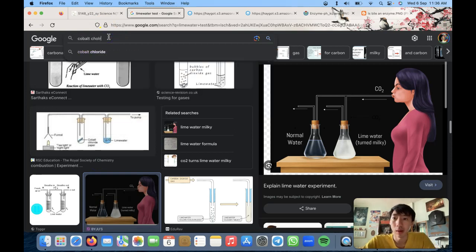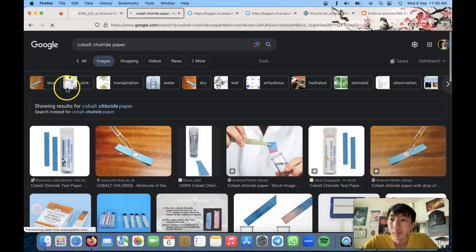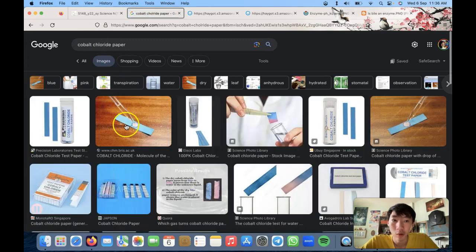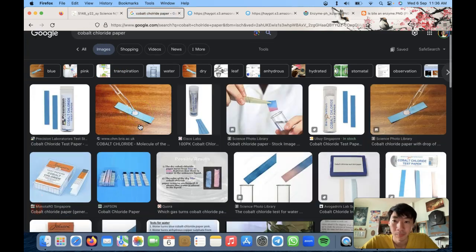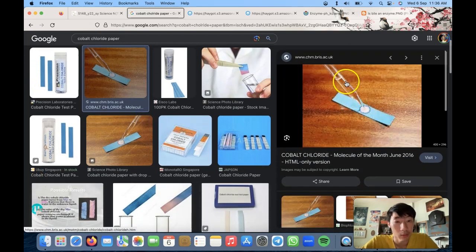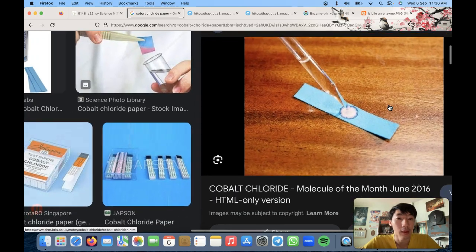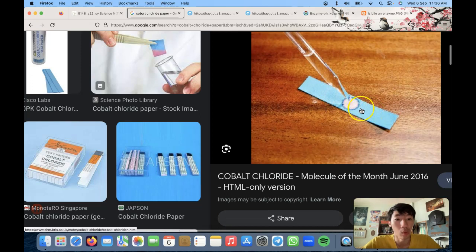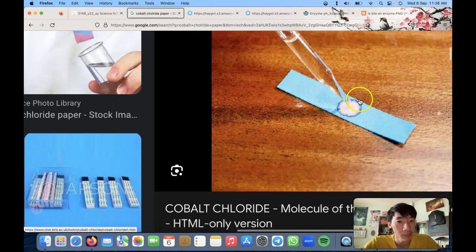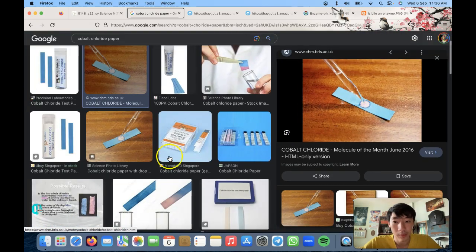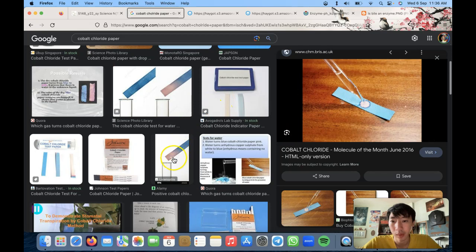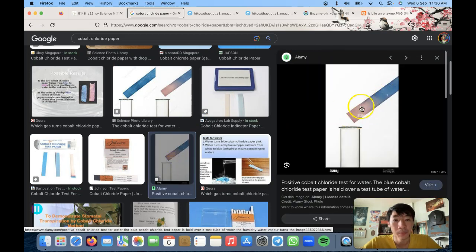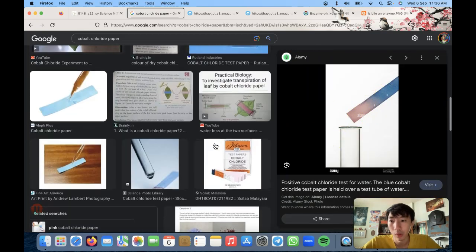Cobalt chloride paper, spelled wrongly. Cobalt chloride is also quite a simple test. Here we can see that there's some water in this dropper, and the paper normally is blue. But when it's exposed to water or water vapor, it will turn pinkish white. There you can see pinkish white. So that is how it works.